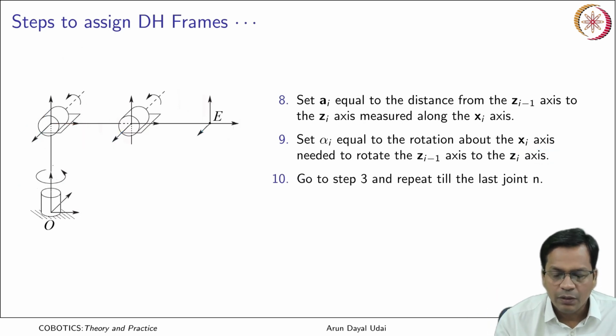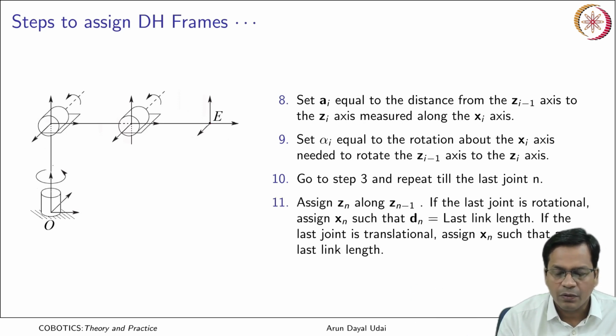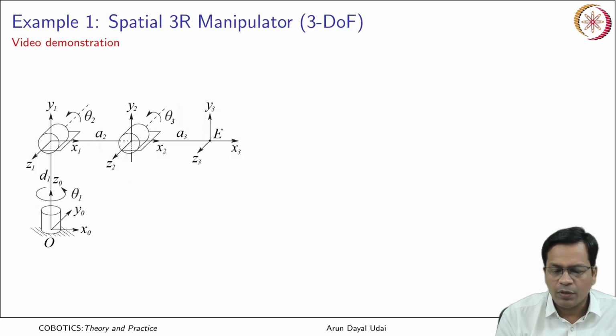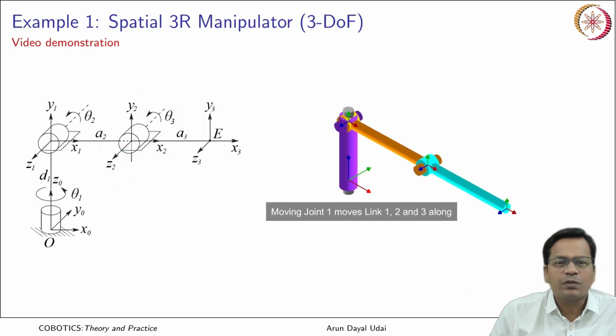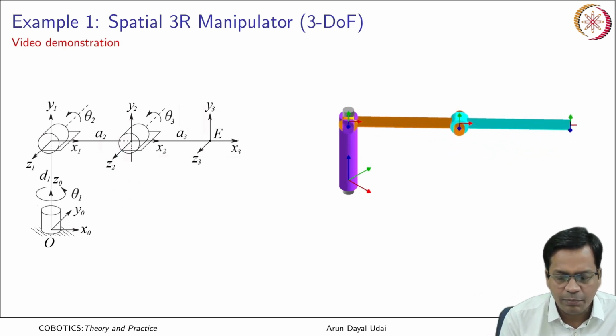So finally you keep doing this, repeat till the last joint. You have to keep doing this for all the links, okay. Assign Zn along Zn minus 1. So last, just because this is Zn minus 1, this was Z2, the last frame will be Z3, and this is normally kept parallel to this, okay. So I have already shown you the video here, that is this one, how it is working. So these are all the parameters I have summarized here.